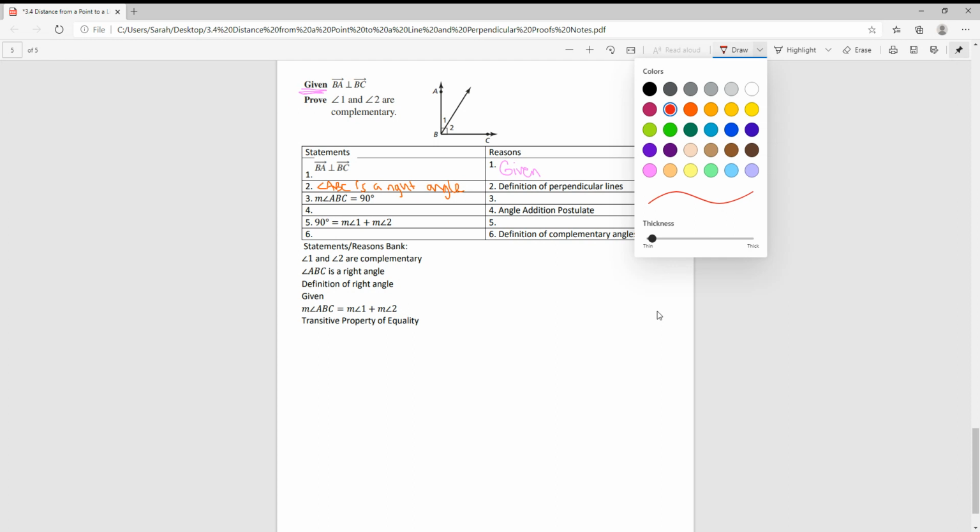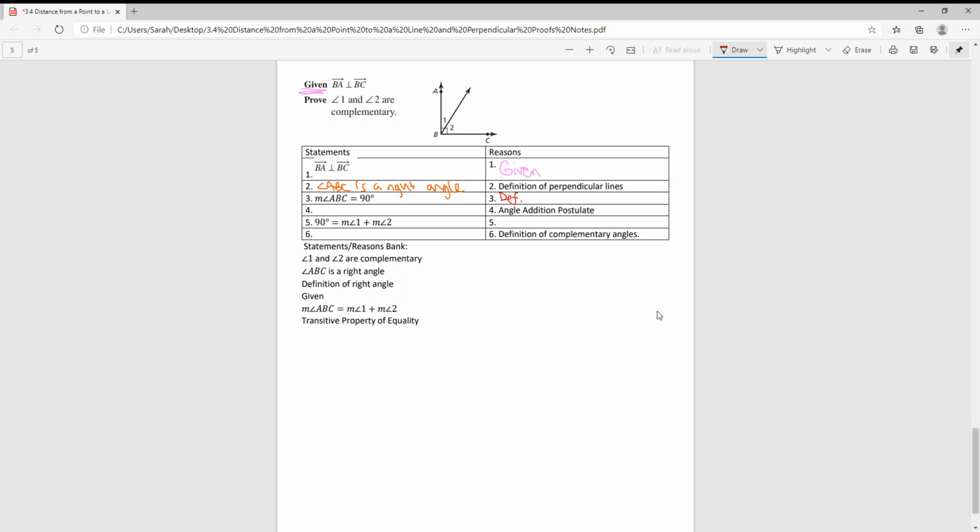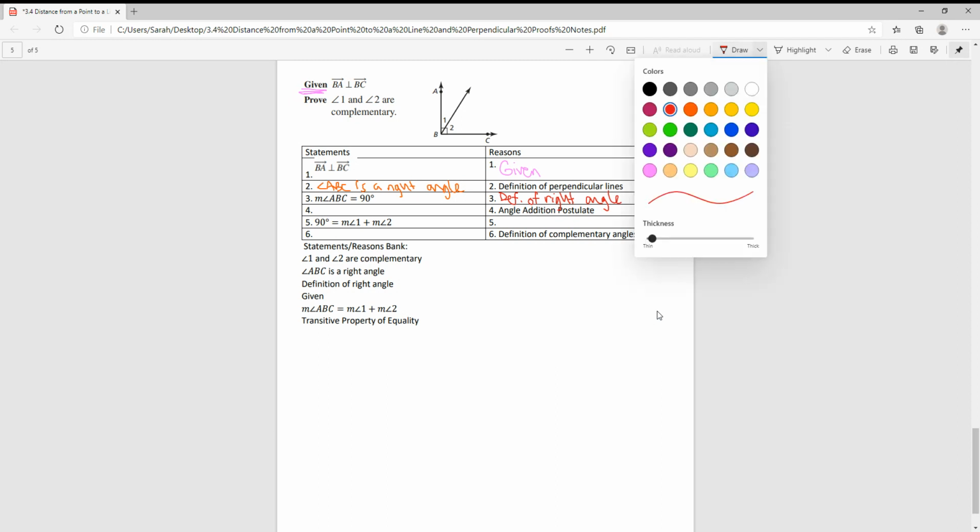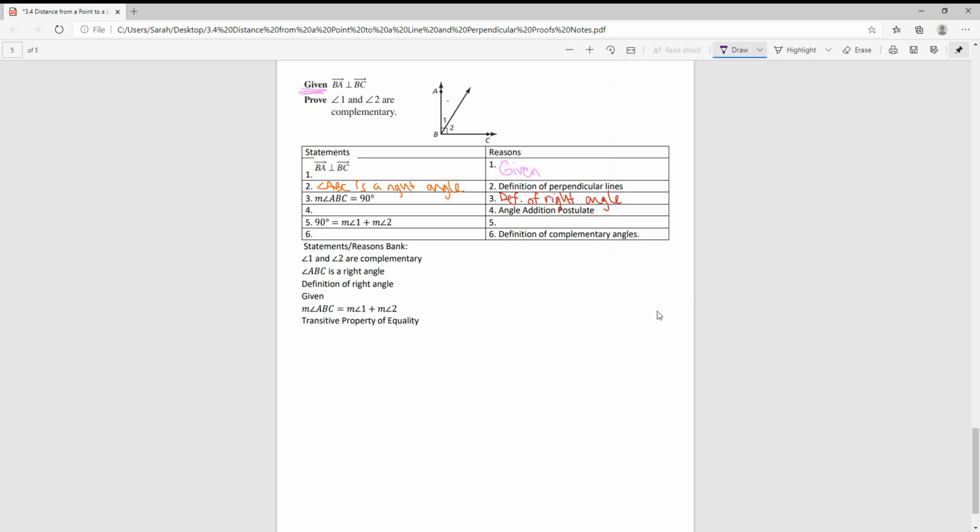Next one might feel a little redundant, but we've got to make that step. Right angles equal 90 degrees, so we can say that measure of angle ABC is 90 degrees. Where does that come from? That comes from the definition of a right angle. Definition of a right angle just says that right angles measure 90 degrees. That's all. Now, the next reason is dealing with the angle addition postulate. Angle addition postulate is saying that this angle, angle 1, and this angle, angle 2, add up to be the whole bigger angle, angle ABC. And so let's just put that into a formula, which, boom, is what we have right here. Measure of angle ABC equals measure of angle 1 plus measure of angle 2.